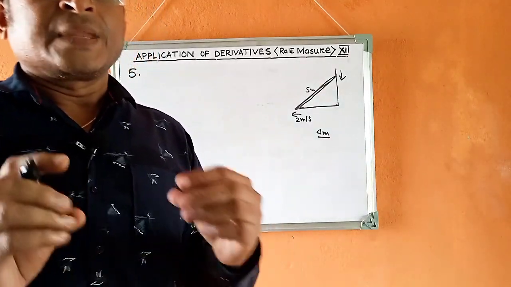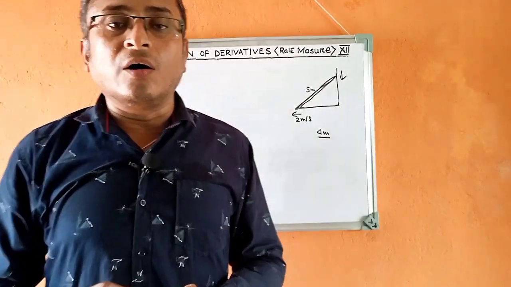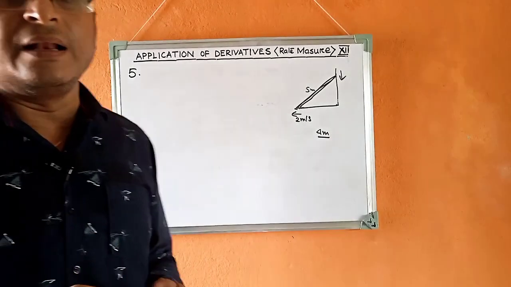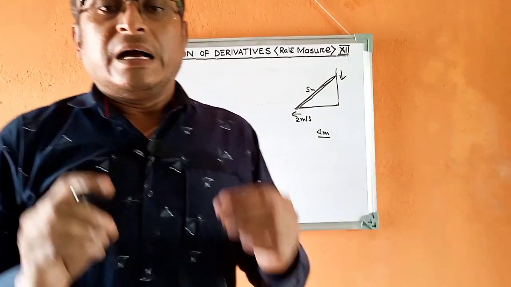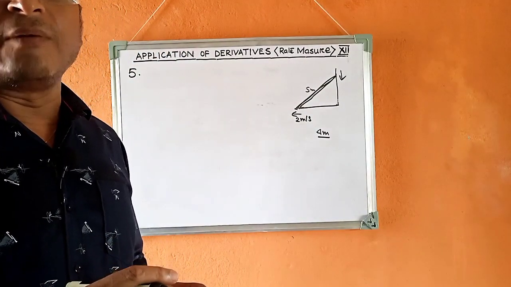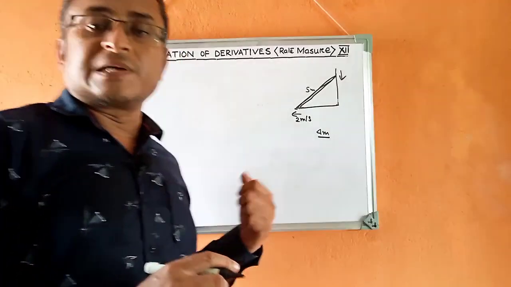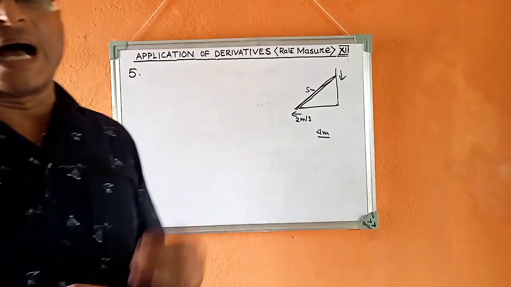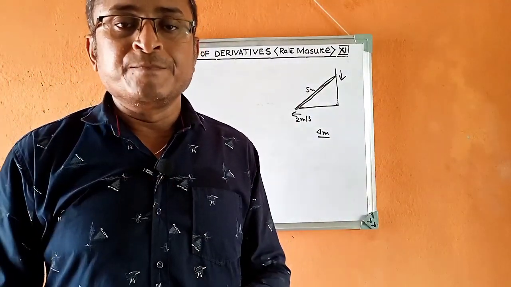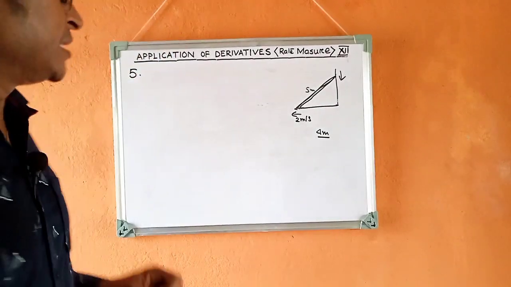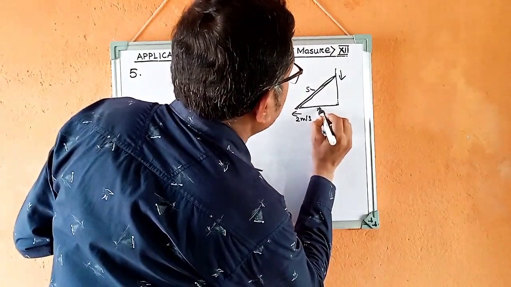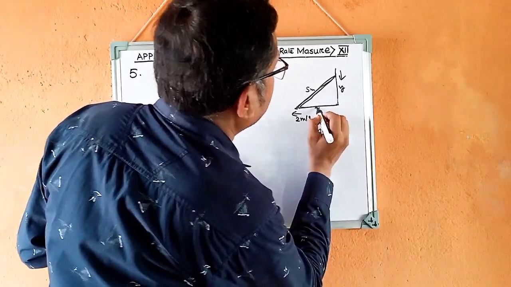Listen carefully. A ladder 5 meter long is leaning against a wall. The bottom of the ladder is pulled along the ground away from the wall at the rate of 2 meter per second. How fast is its height on the wall decreasing when the foot of the ladder is 4 meter away from the wall? Now see, we take this distance equal to x, this distance equal to y.